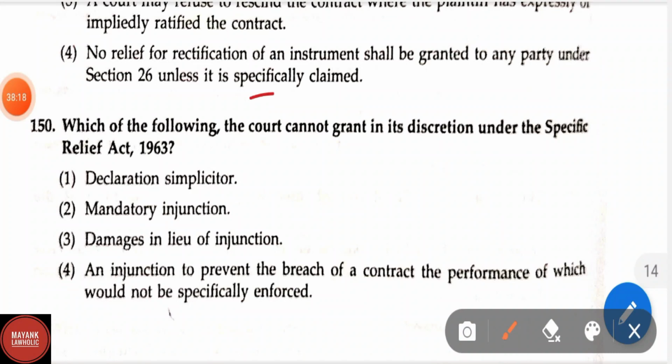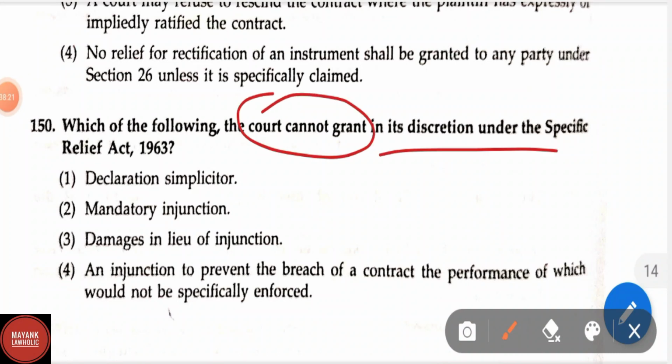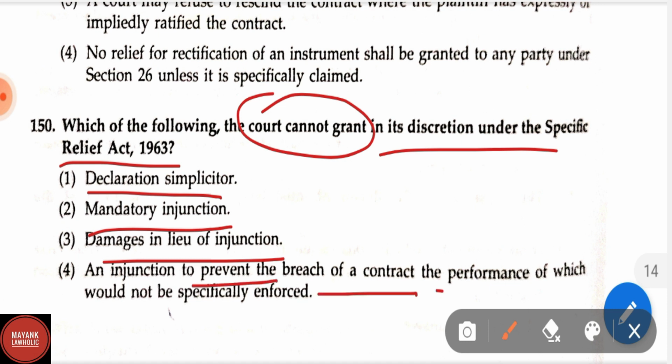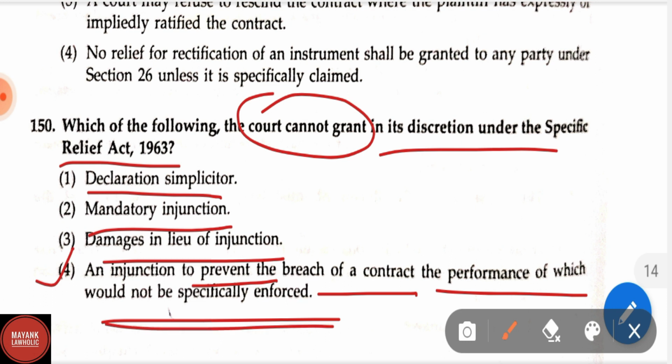Which of the following can a court not grant in its discretion under the Specific Relief Act 1963? Options: declaration simpliciter; mandatory injunction; damages in lieu of injunction; and an injunction to prevent the breach of a contract, the performance of which would not be specifically enforced. The question is, which of the following can the court not grant in its discretion under the SRA? The correct answer is 4. Under the SRA, an injunction to prevent the breach of a contract, the performance of which would not be specifically enforced, will not be granted. So this is the correct answer.